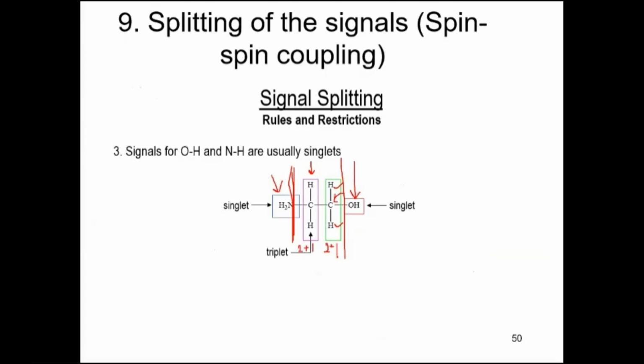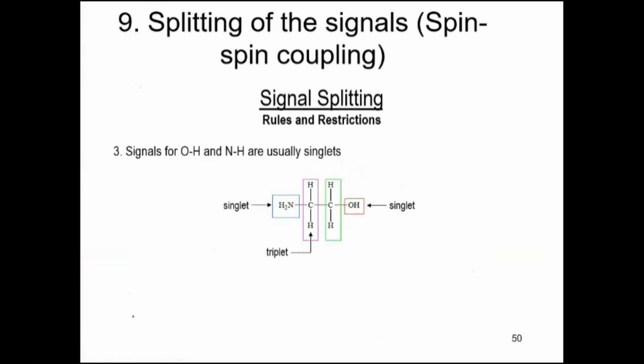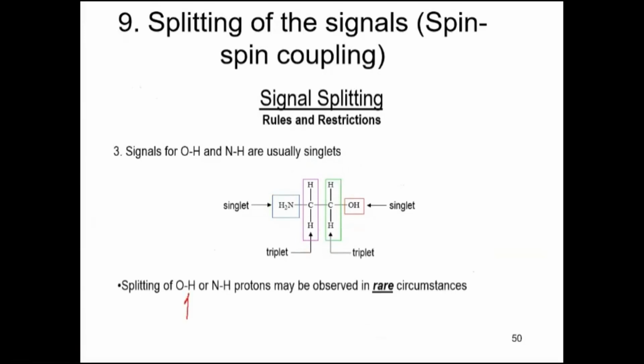Now, one small question. These two triplets will overlap each other or they will be completely different? What do you guess? Very good, Aarti. They will be completely different. Saili, Aarti, very good. Shakil, Pooja, Priyanka, Sandhya, Vishal, very good. So they will be totally different. The reason being, the electronegativity of nitrogen is completely different from that of the hydroxyl group. So these two sets of protons are in completely different environments. So splitting of hydroxyl and splitting of NH protons may be observed in very rare circumstances.